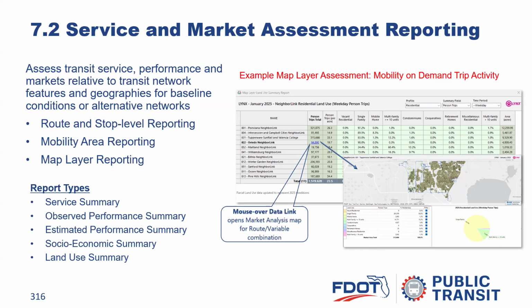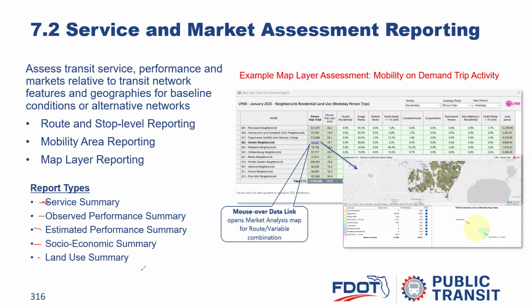First would be at the transit feature level. So that would be at the route level, and then stop level reporting. And then we also have mobility area reporting and map layer reporting. So all of these have different context and features that are available for them, but all of them share the same basic report types. So that would include the service summary, observed performance summary, estimated performance summary, market analysis for socioeconomic land use.